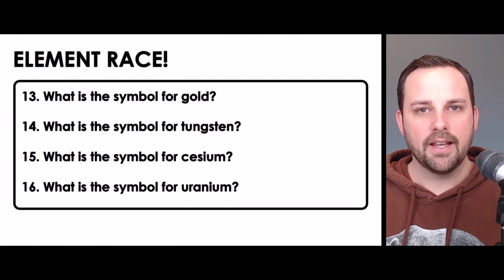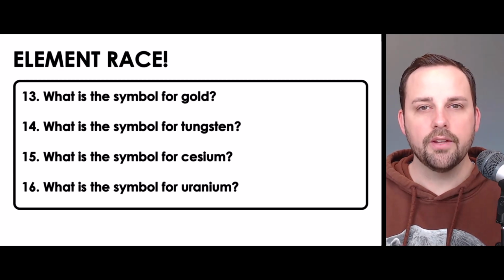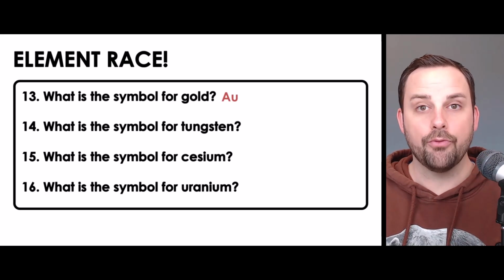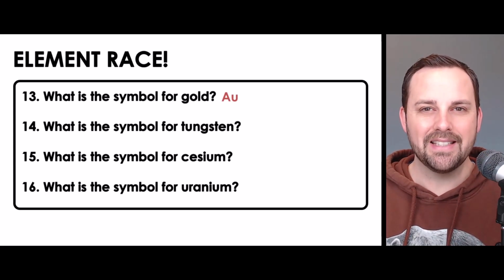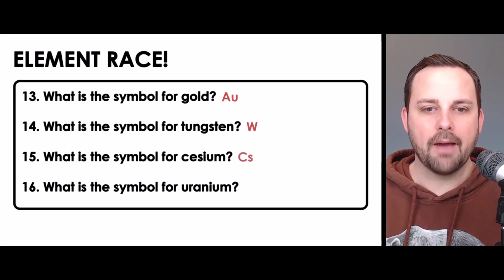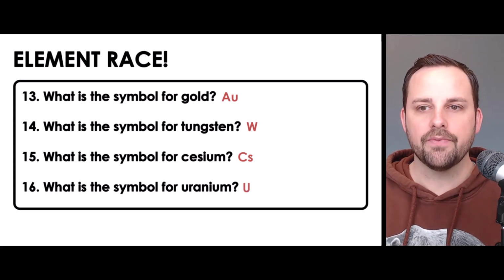Pause the video and try to answer these on your own using the periodic table. All right, here's the correct answers. What is the symbol for gold? The symbol for gold is capital A, lowercase u. Number 14, what is the symbol for tungsten? The symbol for tungsten is W. What is the symbol for cesium? The correct answer is capital C, lowercase s. Number 16, what is the symbol for uranium? The correct answer is U.